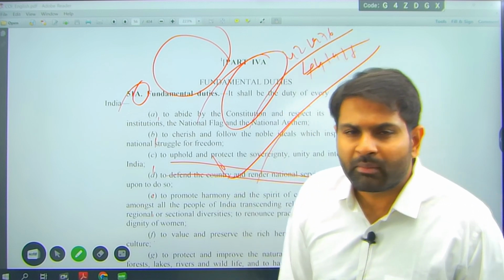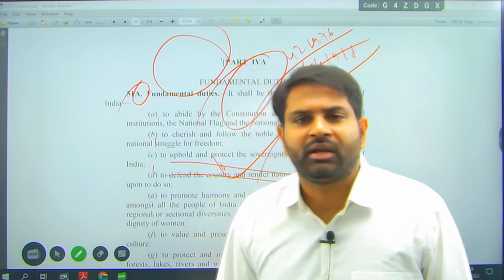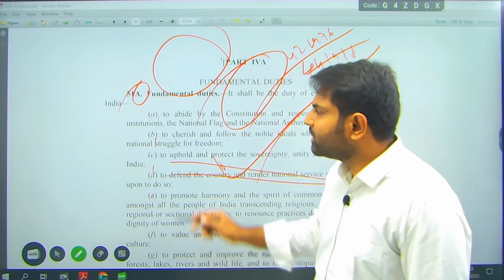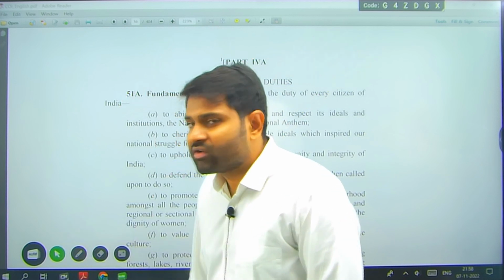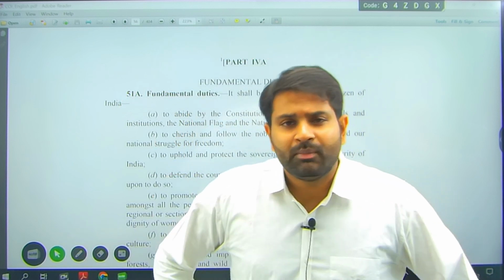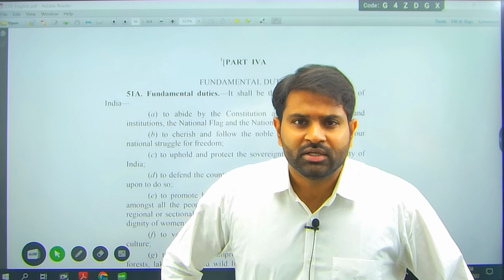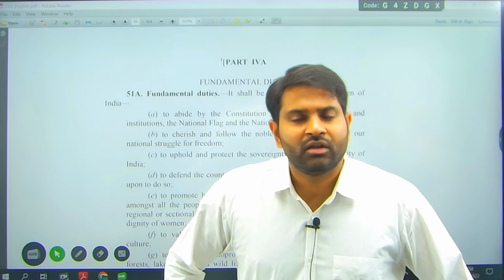So, these are two important amendments, the 42nd Amendment and the 44th Amendment of 1978. Indira Gandhi brought these fundamental duties. This is how we completed fundamental rights, DPSP and fundamental duties. So, this is how we completed five parts of the Indian Constitution.